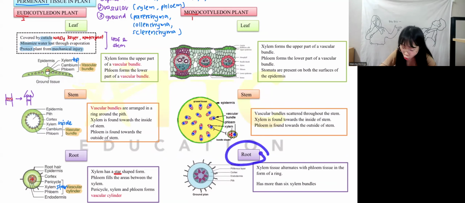And then for root, xylem alternates with phloem. So the red one is xylem, phloem, xylem, phloem, xylem, phloem. When they alternate, they form a ring pattern. They form a ring over here.